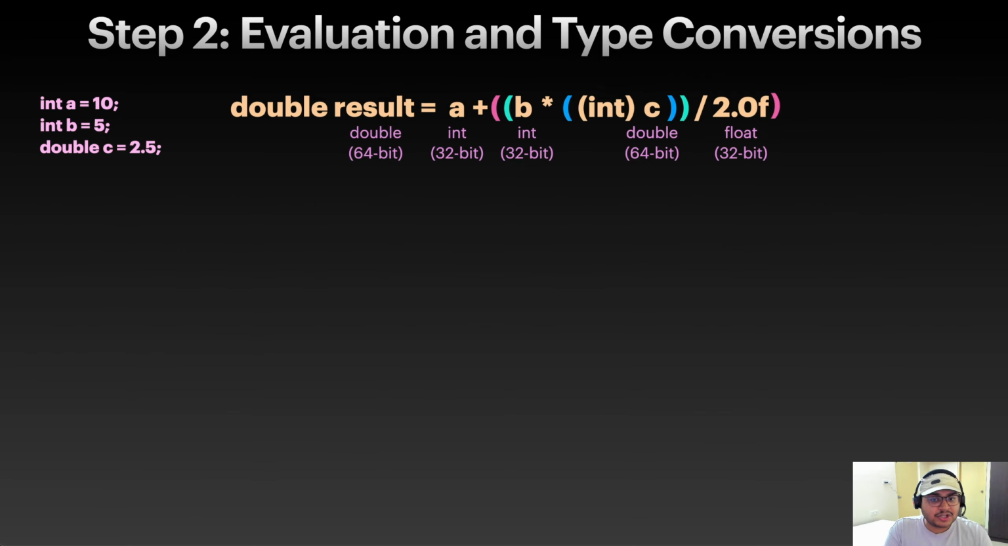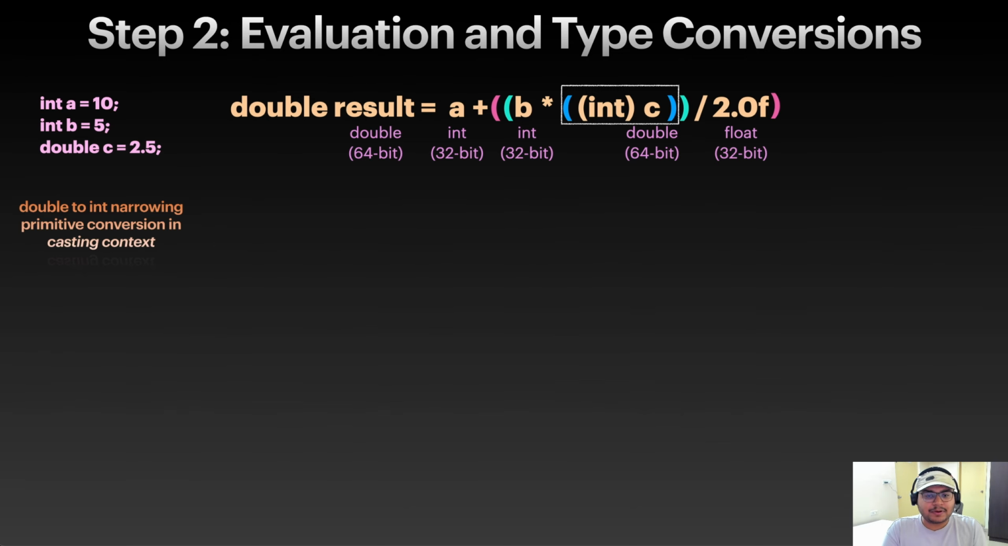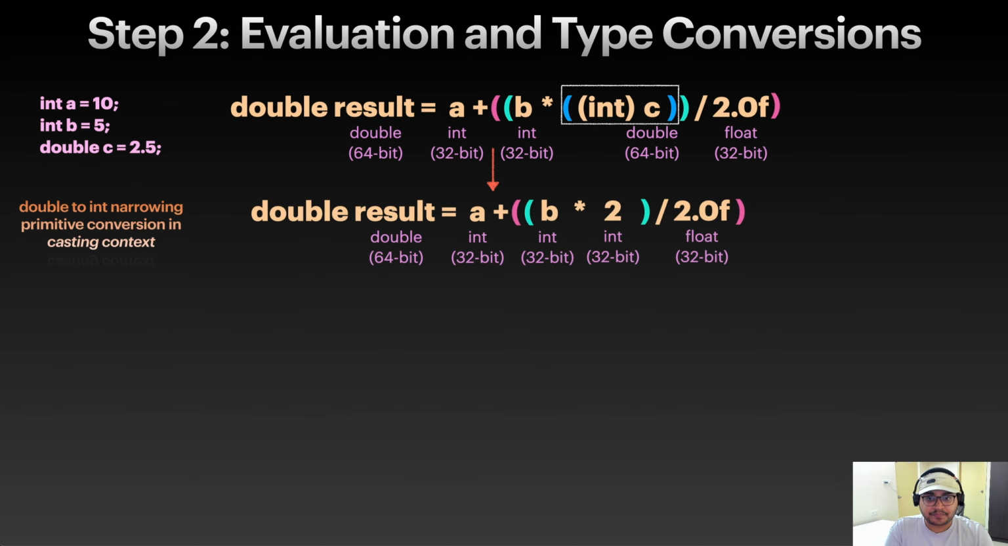Step 2, evaluation and type conversion. As we can see, multiple data types are involved like int, float, and double. Here we will use the concept of type conversions and context. Starting with the blue brackets, we perform a cast operator on c. As a result of this, the variable c undergoes narrowing primitive conversion from double to int data type in casting context. Hence, the value 2.5 inside c converts to 2 of int data type.